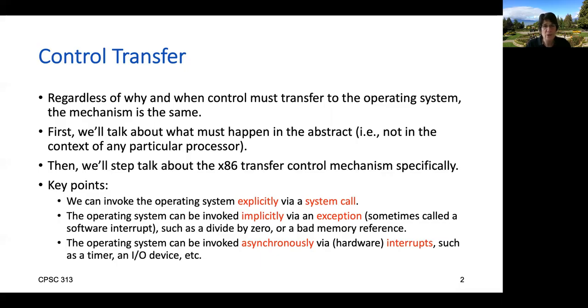Let's begin by looking at trap handling in the abstract. So in a general way, how it happens on all processors, and then we'll look at specifically how we do control transfer on the x86 processor.